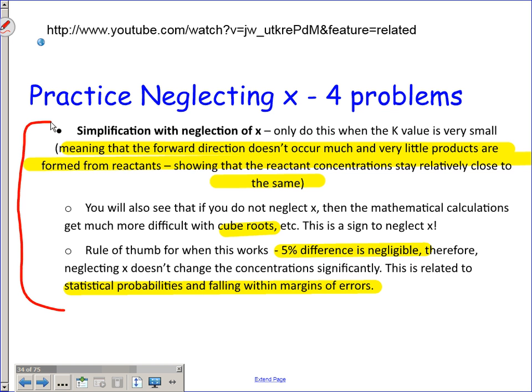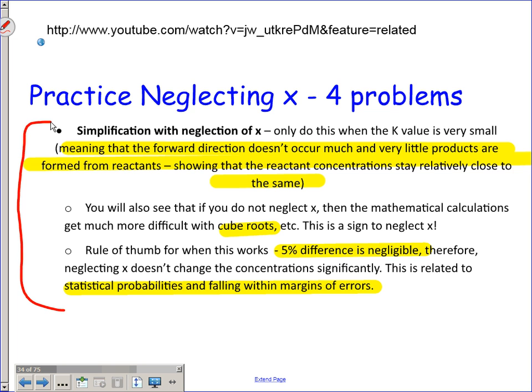To give you a point of when to neglect x, if you're starting to get into square roots, the quadratic formula and cube roots and stuff, you're likely working too hard, and you'll maybe do that in college, but you're not going to do it right now with me. It's likely a neglecting x problem. It's a sign that you're probably going to need to simplify your math.